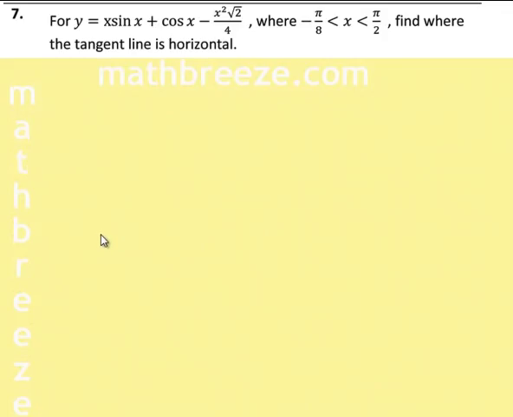In number 7 we have a function, and we want to find where the tangent line is horizontal for x values in this range. So first we're going to take the derivative and see where it's equal to 0, because that's where the tangent line is horizontal. Alright, first the first term, x sine x, we'll do a product rule to take the derivative of x sine x. So that's the first x times the derivative of sine x, which is cosine x, plus the derivative of x, which is 1, times sine x.